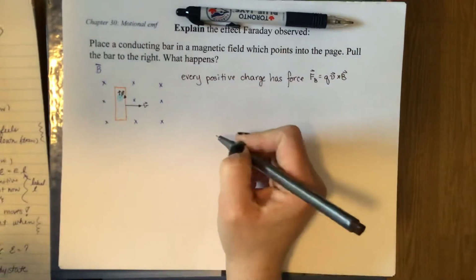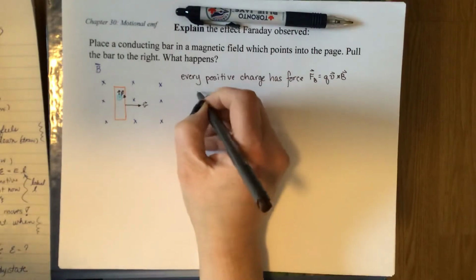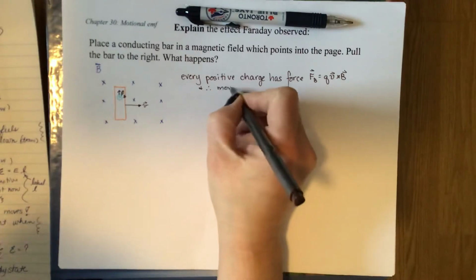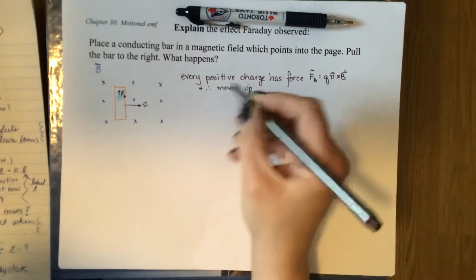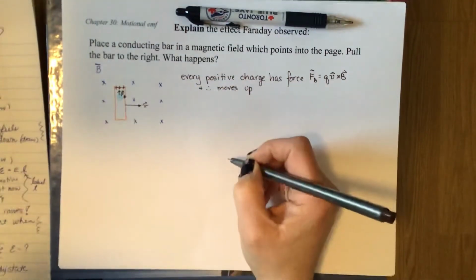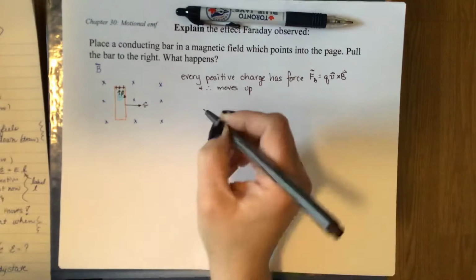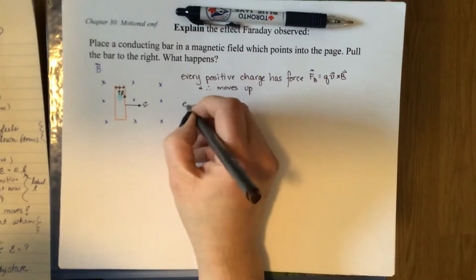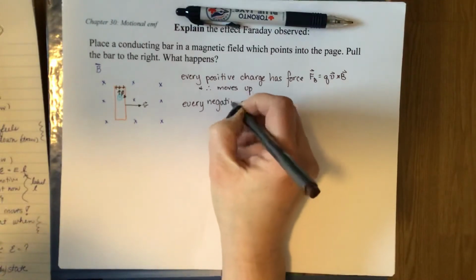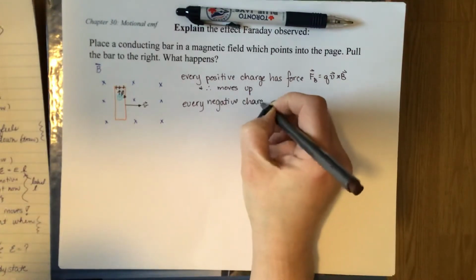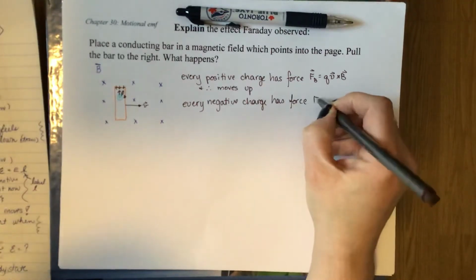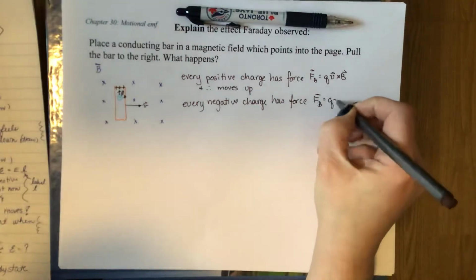So because it feels the magnetic force, it moves up. And where does it go? It goes to the top of the bar. So along the top of the bar, we're going to get a positive charge. Every negative charge also feels a force. So every negative charge has force F_B equals qv cross B.